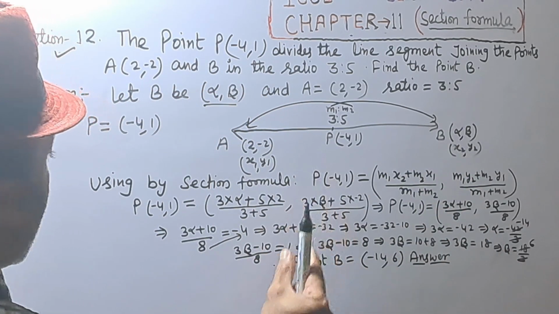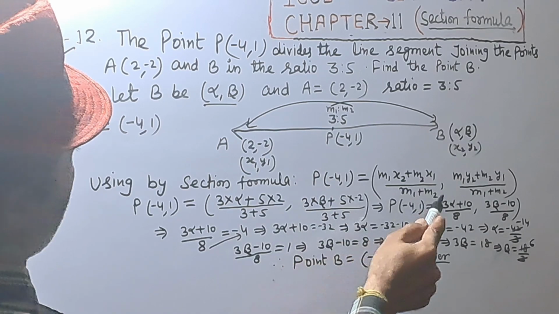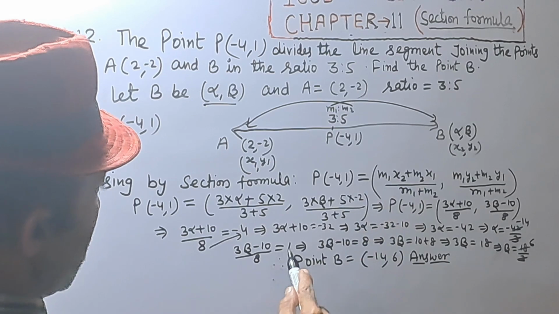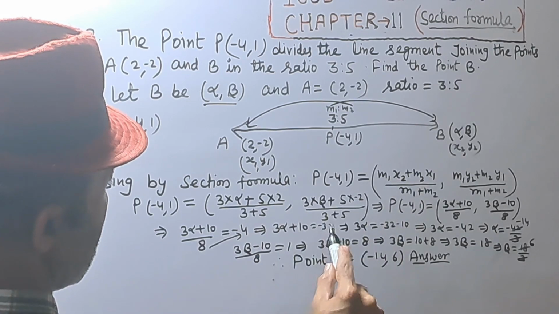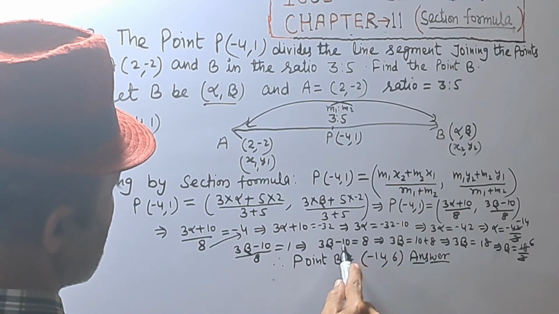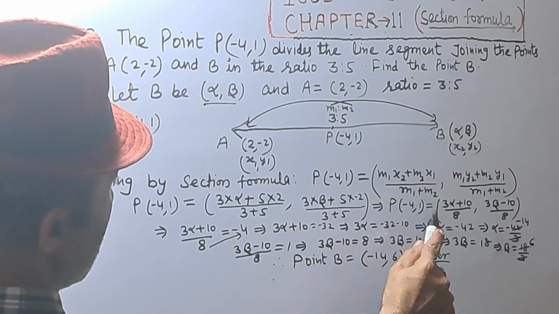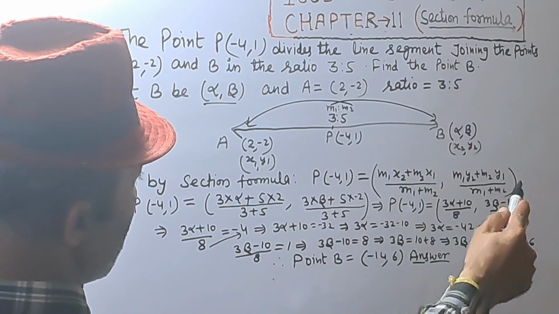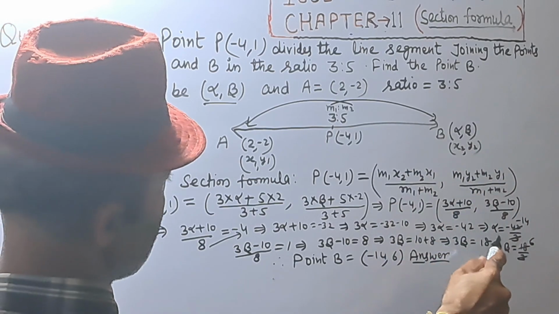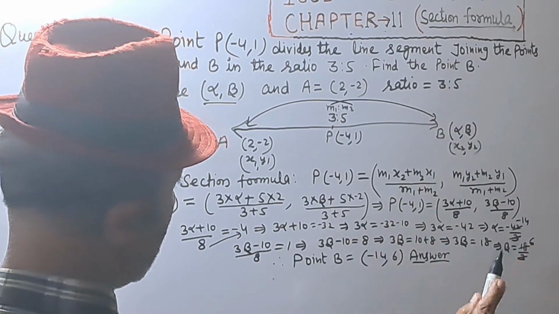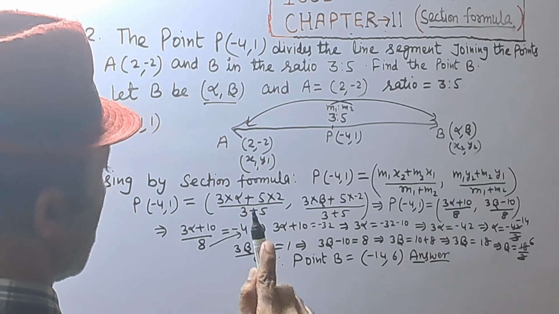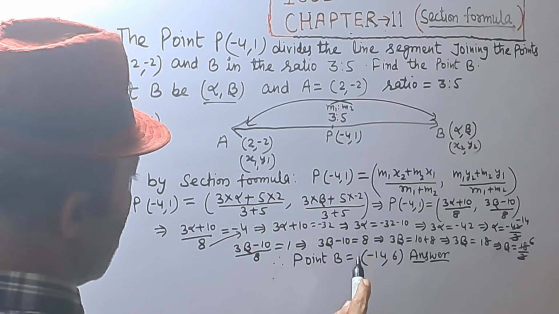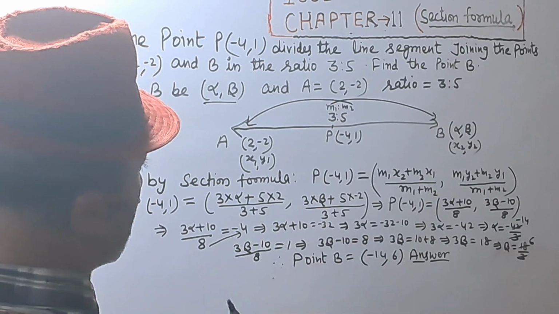Similarly, second point, that is (3 beta minus 10)/8 is equal to 1. 8 ones are 8, and 3 beta minus 10 is equal to 8. 10 will be positive on the right, and 10 plus 8 is equal to 18. We find the value of beta, that is 18 divided by 3. 6 3s are 18. So the required point B is equal to (-14, 6). Answer. Thank you.